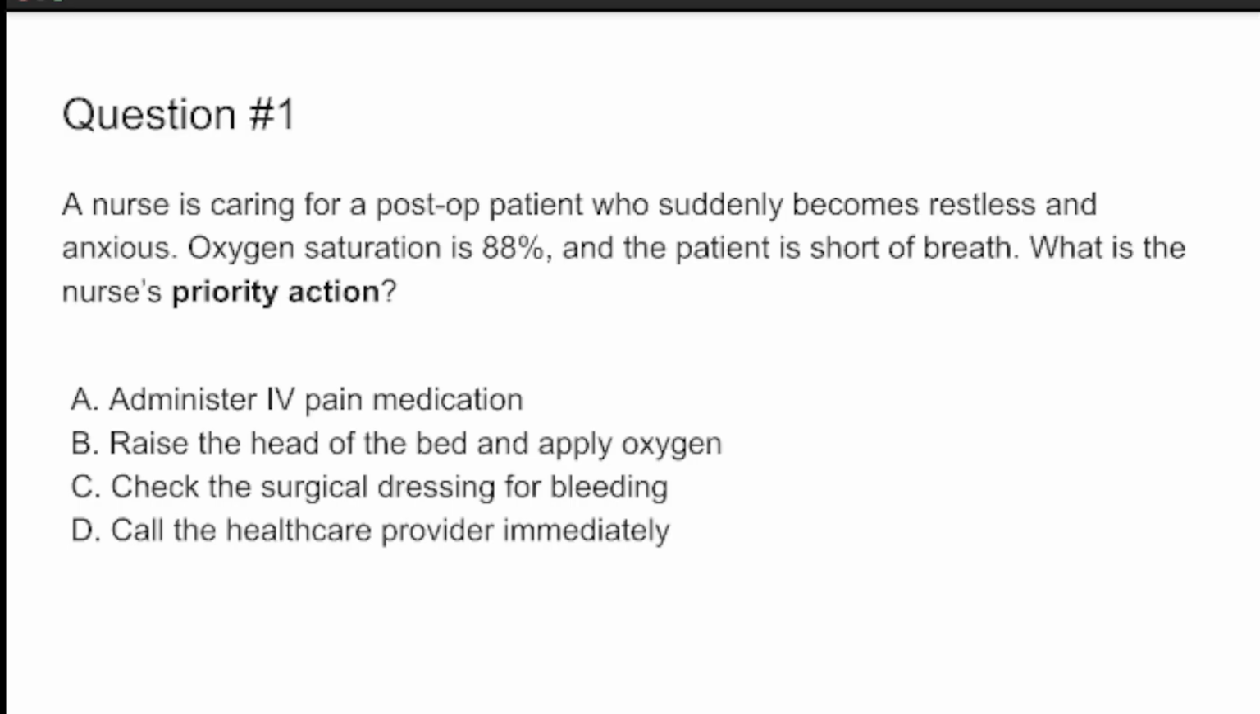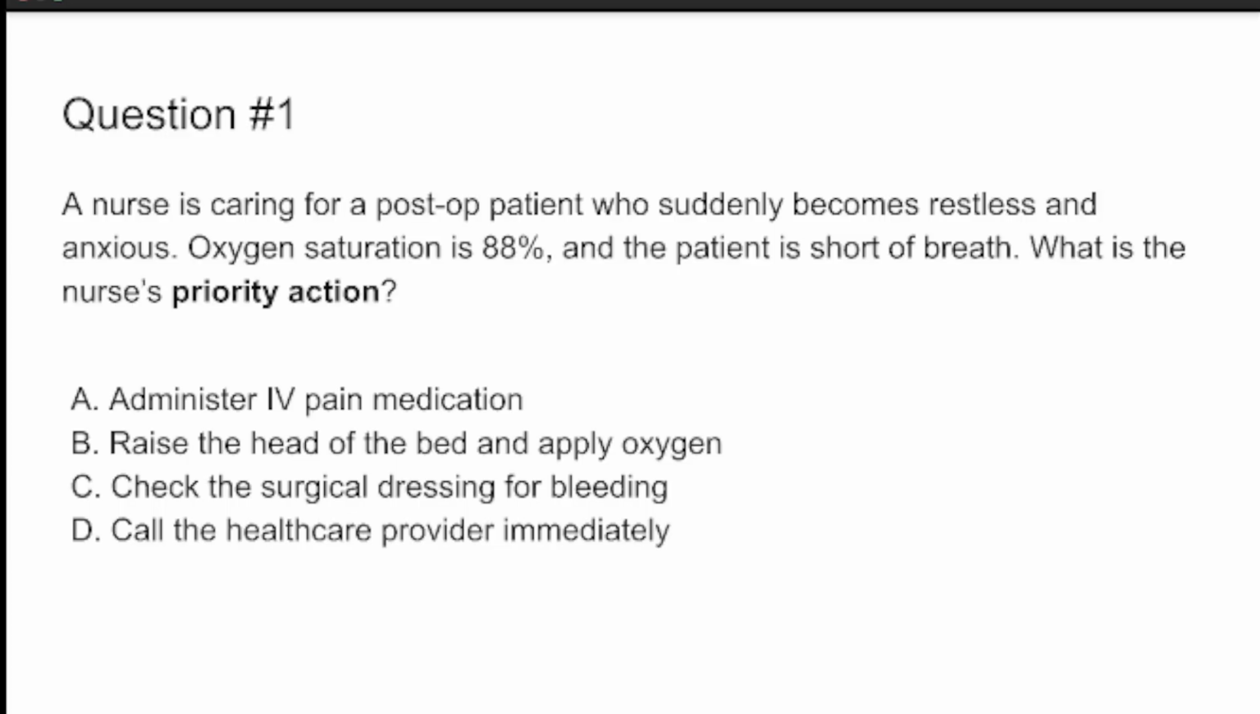Question one: a nurse is caring for a post op patient who suddenly becomes restless and anxious. Oxygen saturation is 88%, and the patient is short of breath. What is the nurse's priority action? A. Administer IV pain medication. B. Raise the head of the bed and apply oxygen. C. Check the surgical dressing for bleeding. Or D. Call the healthcare provider immediately.